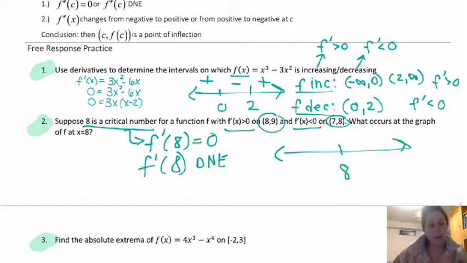I'm going to use 8 as my critical point. And I know f prime is negative from 7 to 8 and it's positive from 8 to 9, right? I don't know what it does before or after, but I at least know that. What occurs at the graph of f at x equals 8?